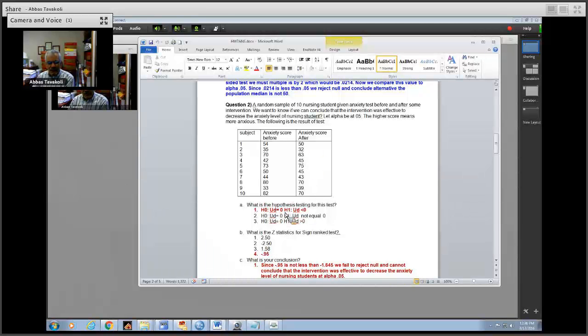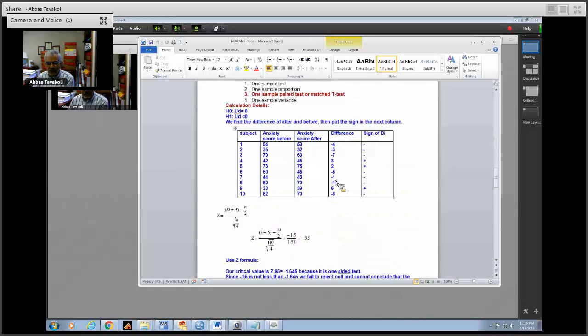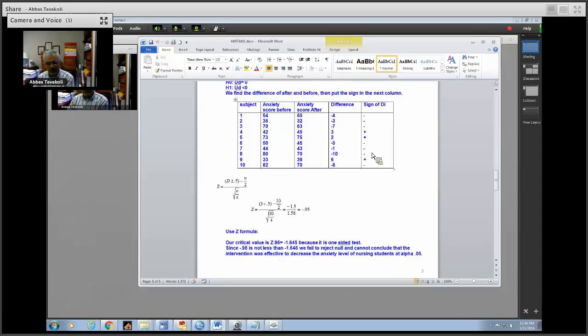The second problem was before and after scores, which is a matched pair test. Again, here there was a keyword, decreasing, after there was an intervention. So we wanted to see if there was a decrease. So for part A, 1 was the correct answer.